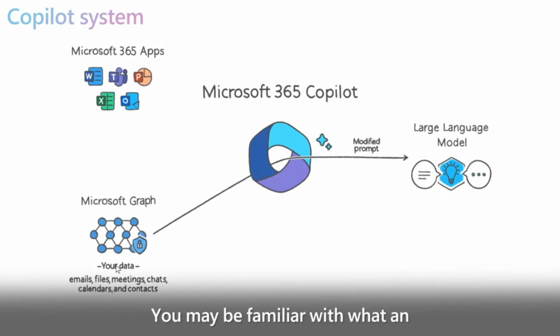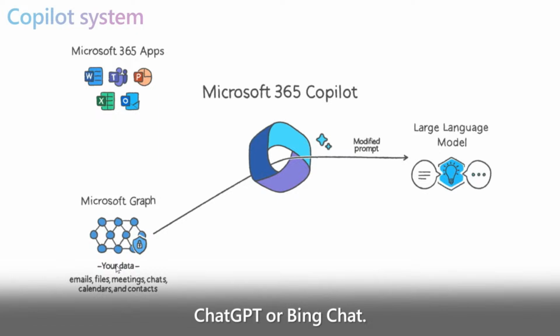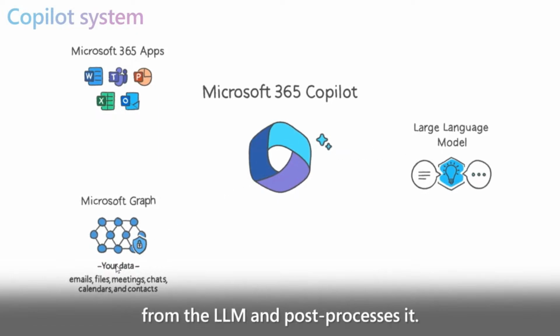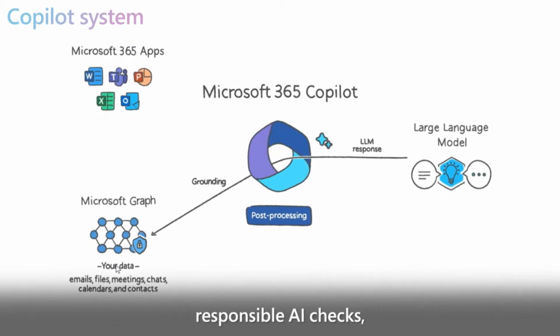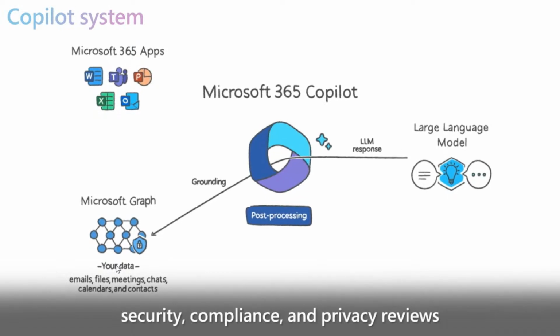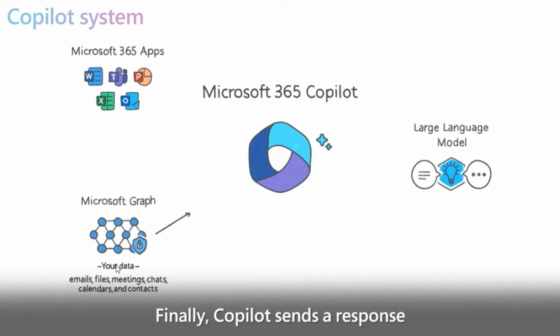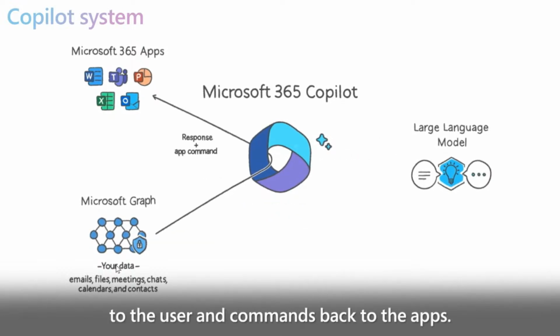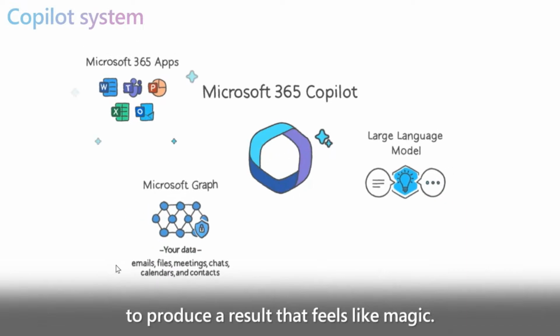You may be familiar with what an LLM can do based on your experience with ChatGPT or Bing Chat. Copilot takes the response from the LLM and post-processes it. This post-processing includes additional grounding calls to the graph, responsible AI checks, security, compliance and privacy reviews, and command generation. Finally, Copilot sends a response to the user and commands back to the apps. Copilot iteratively processes and orchestrates these sophisticated services to produce a result that feels like magic.